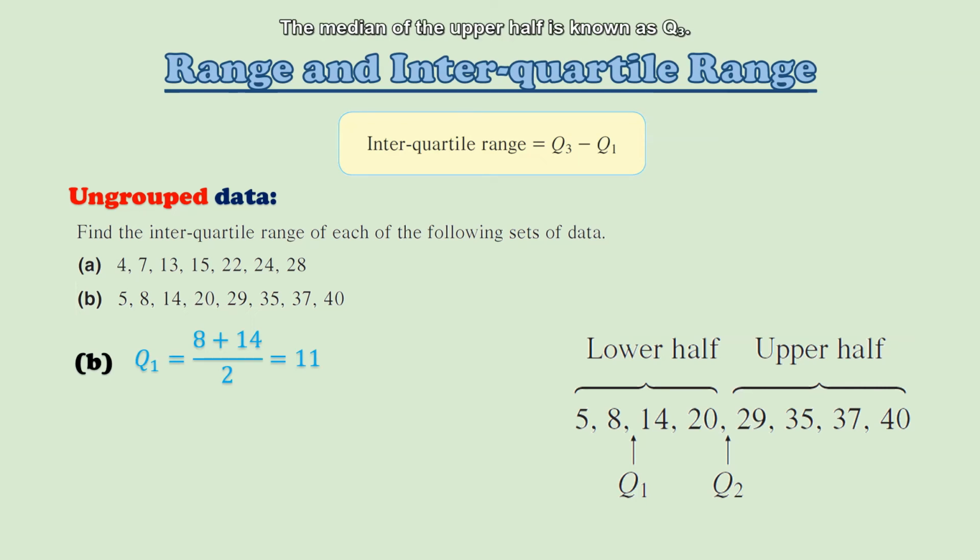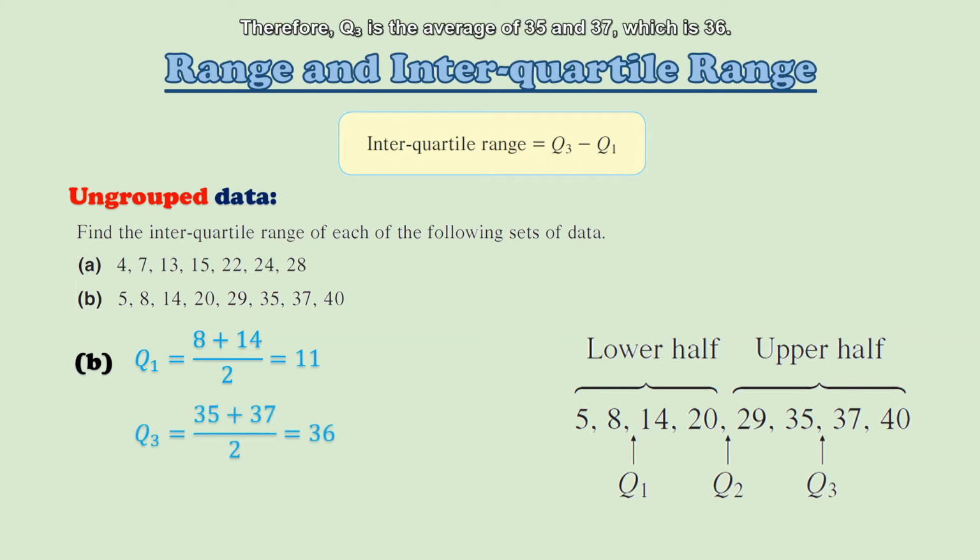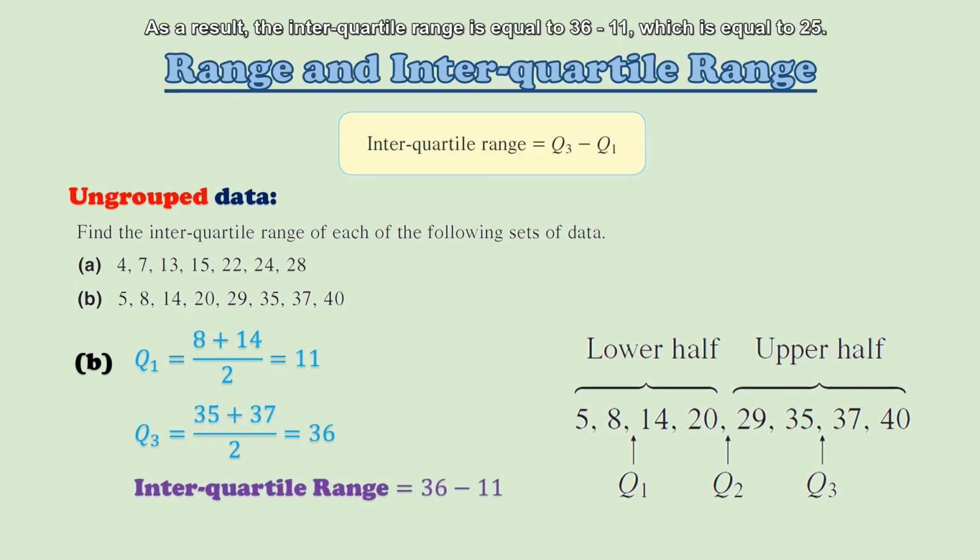The median of the upper half is known as Q3. Therefore, Q3 is the average of 35 and 37, which is 36. As a result, the interquartile range is equal to 36 minus 11, which is equal to 25. This is how we should calculate the interquartile range for a set of ungrouped data.